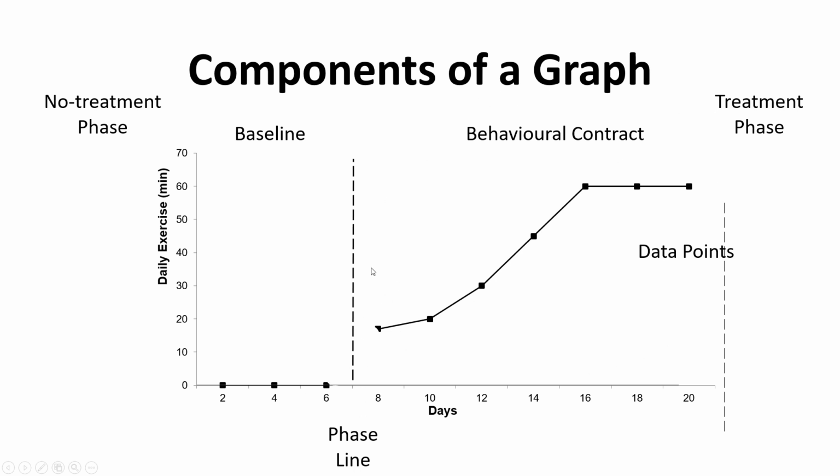So the phase line divides different kinds of treatment, or baseline versus treatment, or whatever. Different kinds of treatments get divided up. Those are the basic labels that you should be familiar with, and you'll see those quite a bit in this course, and you're going to start seeing them today.